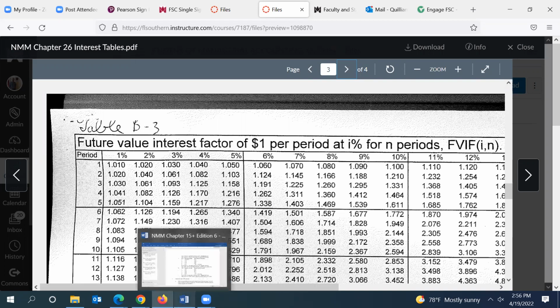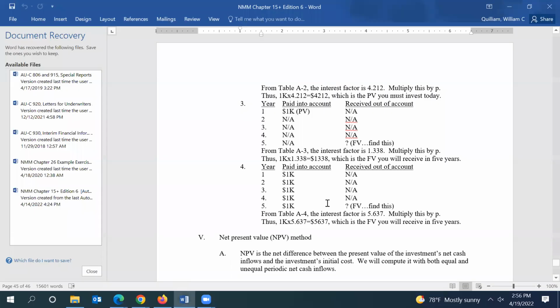So sure enough, if I come back here to the outline, I look at the solution. Again, there's the interest factor, multiply this by P. Thus, 1,000 of those dollars times 1.338 equals $1,338. And that's the future value that we're going to receive in 5 years. So that's how much that $1,000 is going to grow to.